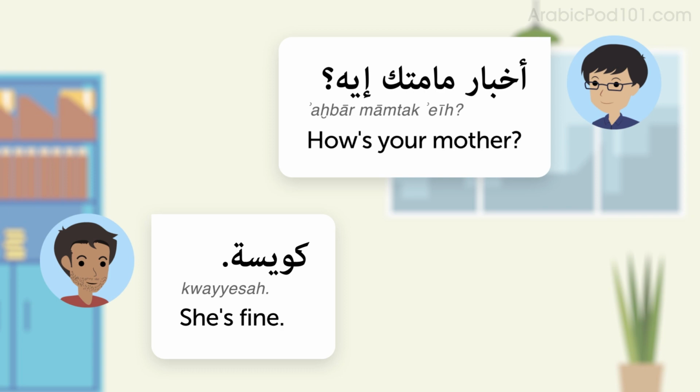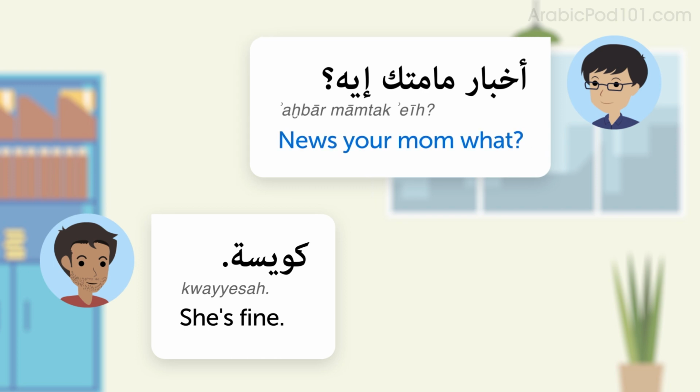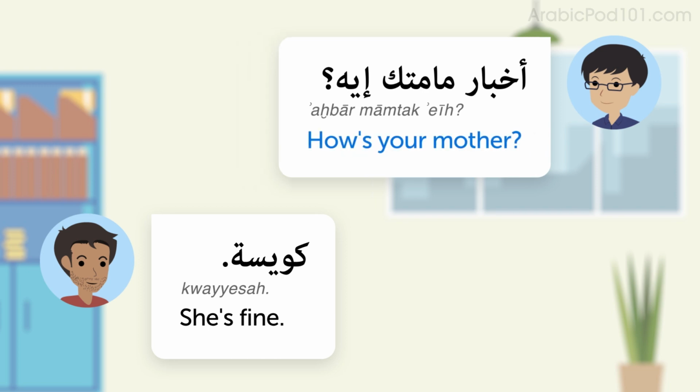First of all, you'll need to learn how to say, how's your mother? That's أخبار مامتك إيه؟ Listen to it again. أخبار مامتك إيه؟ This Arabic sentence literally means, news, your mom, what? But it translates as, how's your mother, in English.